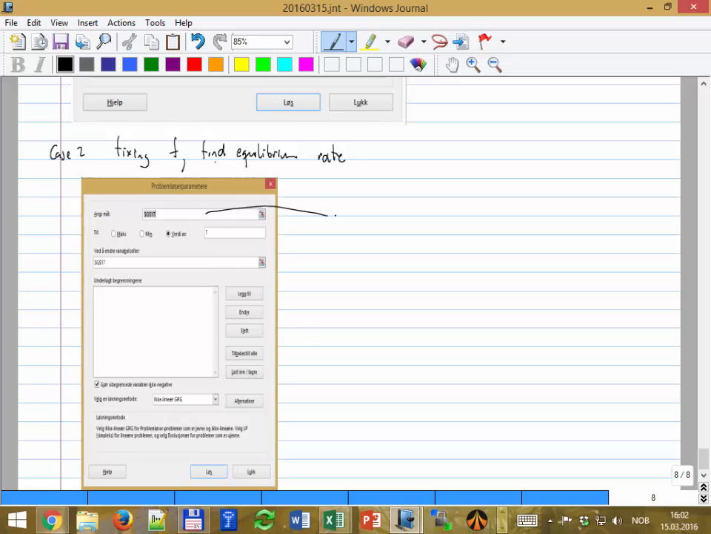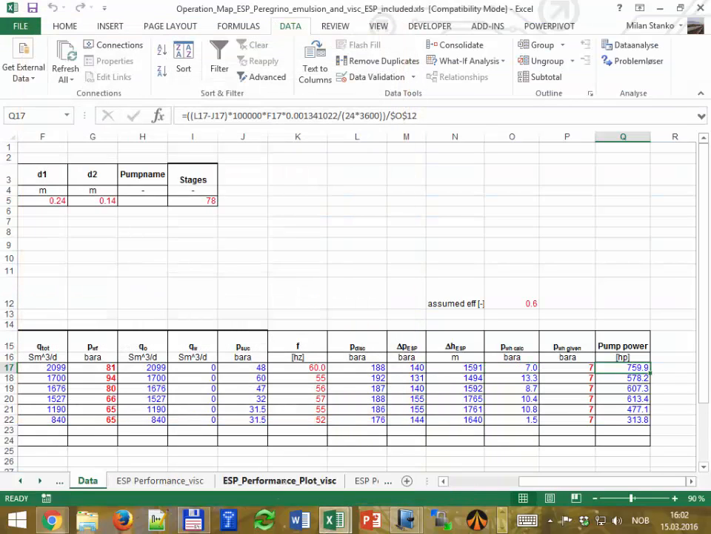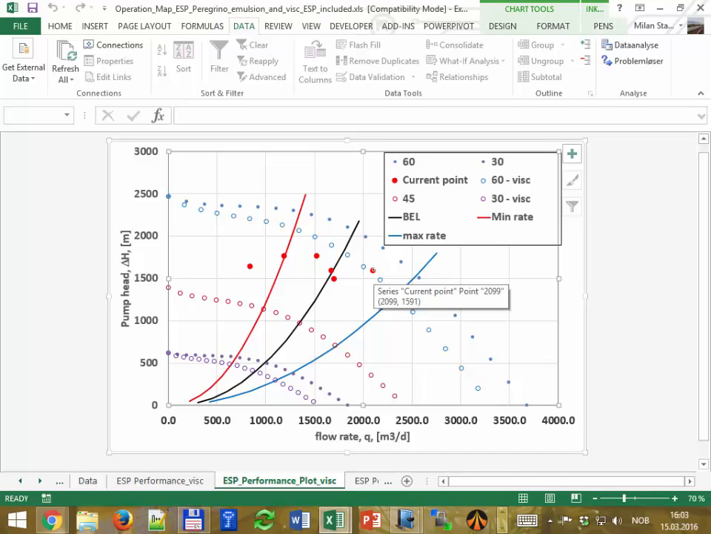Okay, so that's the wellhead pressure. I force it to be exactly 7 bar, and by changing the flowing bottom hole pressure, I'm actually trying to find the equilibrium at that particular frequency. If I'm fixing 60, I'm trying to find it. And actually the map, maybe the map we have from before, how it's going to look like, the point is going to be exactly at 60 hertz. Okay, the point is going to be exactly at that point.